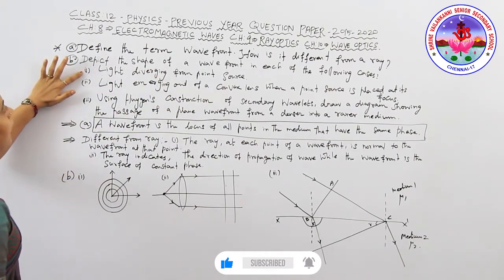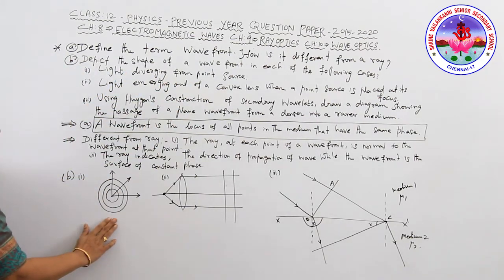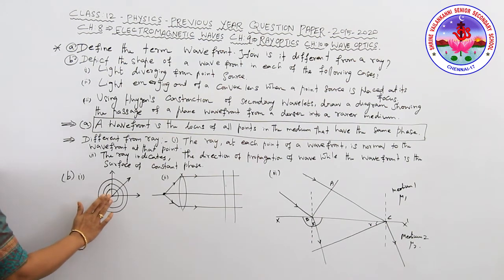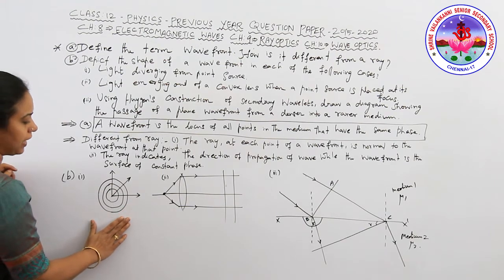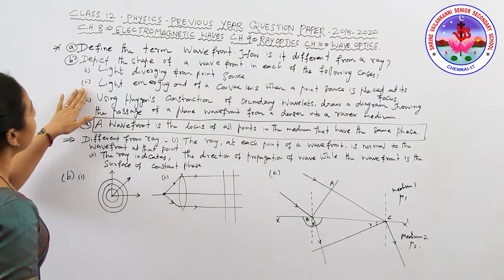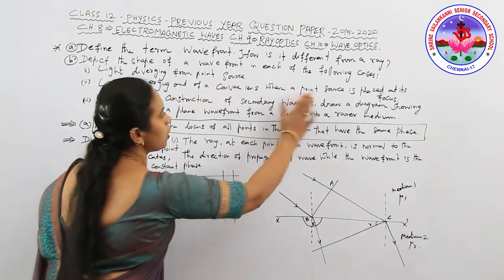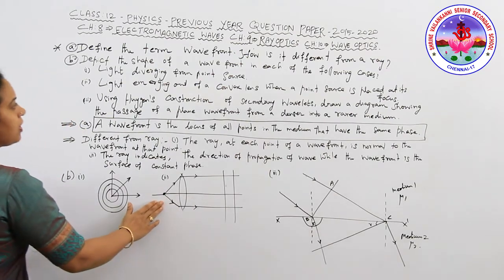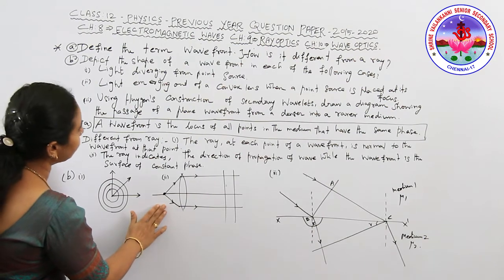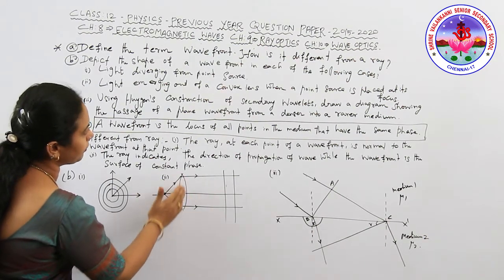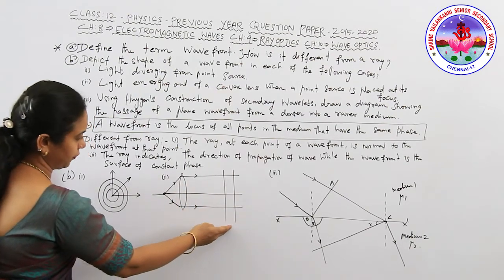cases. Case 1, light which is diverging from a point source. See diagram 1. This is the point source, and the light is diverging from it. So you have to draw the diagram like this. And the second case, light emerging out of a convex lens when a point source is placed at the focus. The light will be emerging out from the convex lens in that way, with no phase difference, right?